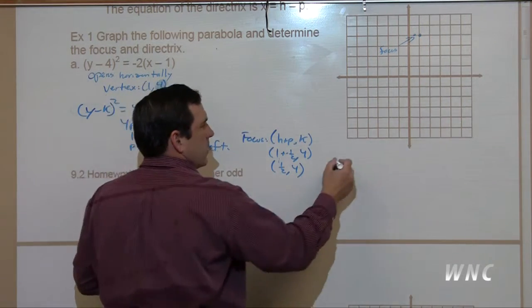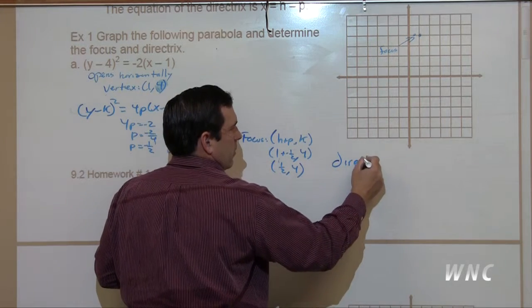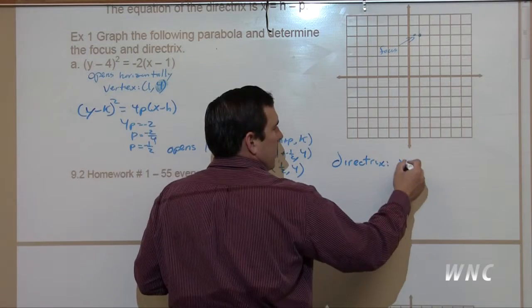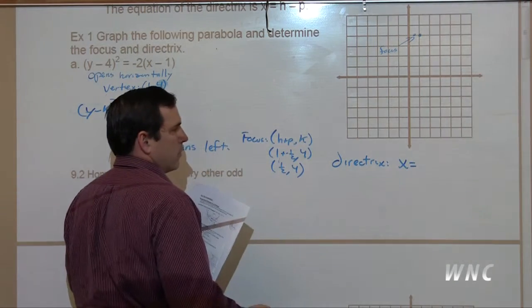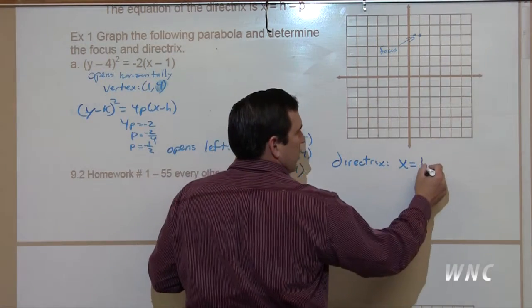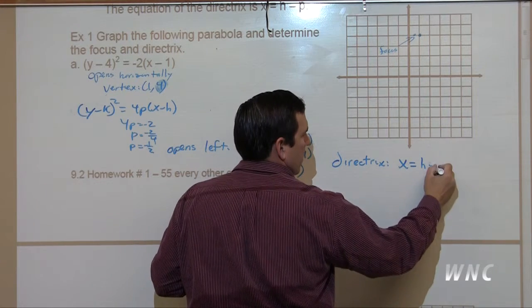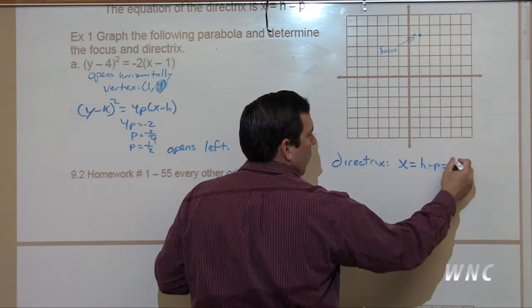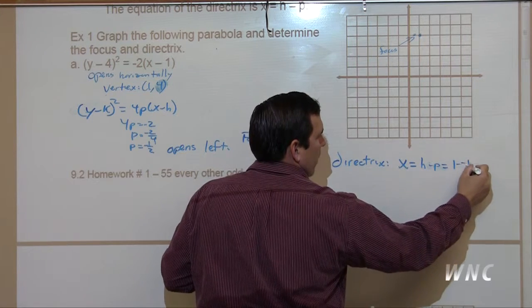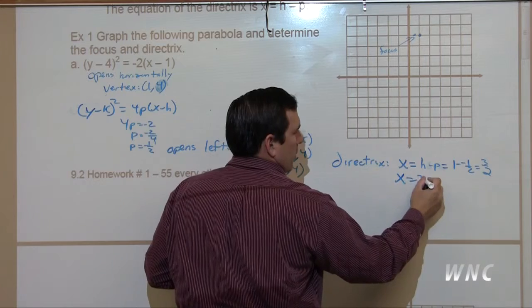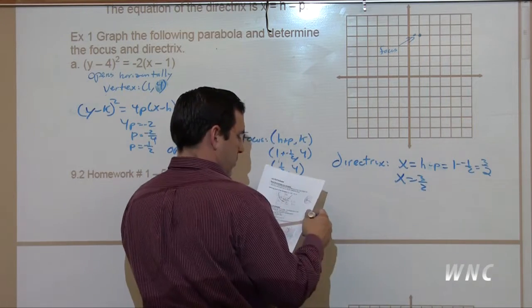Our directrix will be located at x equals h, I should say minus p. So that's going to be 1 minus negative 1/2, which is 3/2. That's a vertical line.